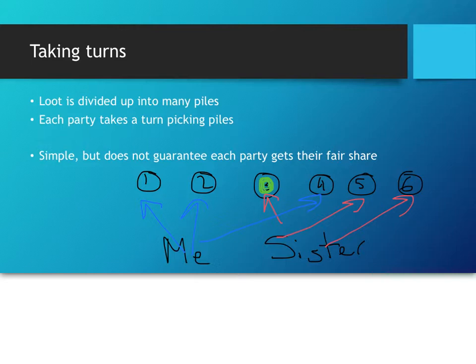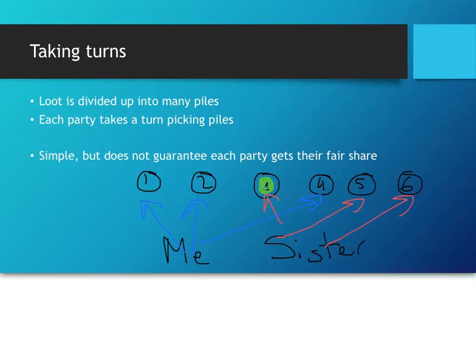Maybe this has 50% of the loot by itself. Maybe it has 75% of the loot by itself, to both of us, in both of our eyes. And so, while taking turns seems logical, there's no guarantee that each party gets a fair share.